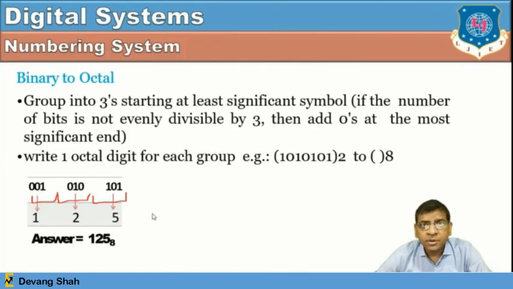Same way for hexadecimal. 2 raised to 4 is equal to 16, and 16 is nothing but the base of the hexadecimal number. So 2 raised to 4 means I have to take a group of 4 bits. Any binary number, from LSB to MSB, if you take groups of 4 bits, you can also convert the binary number into a hexadecimal number.